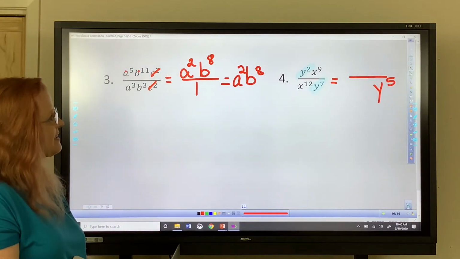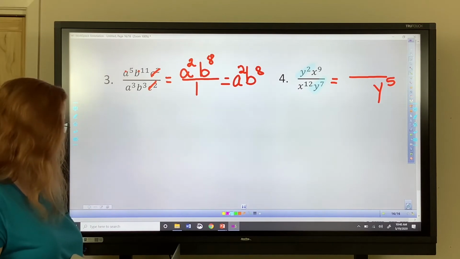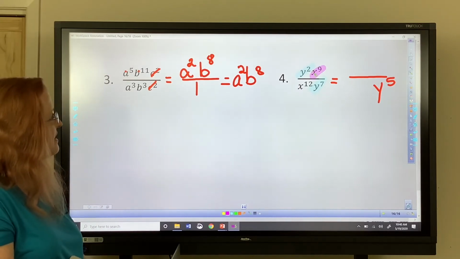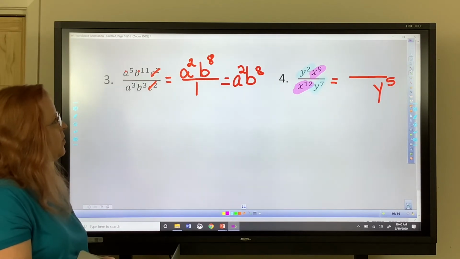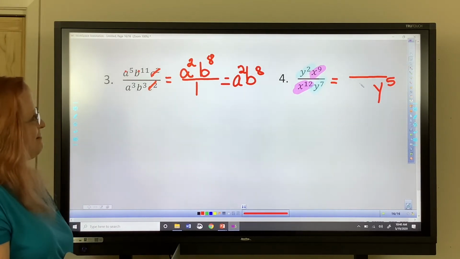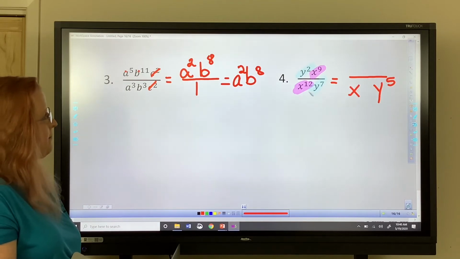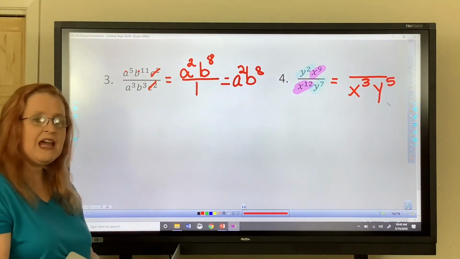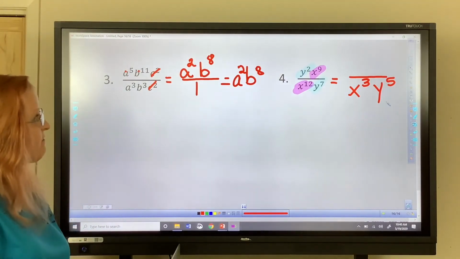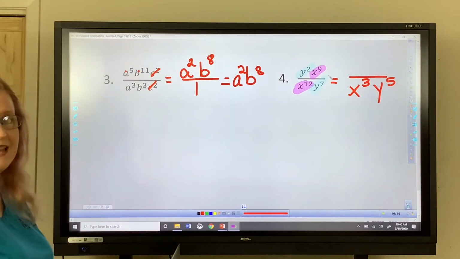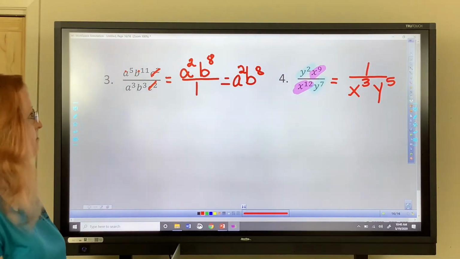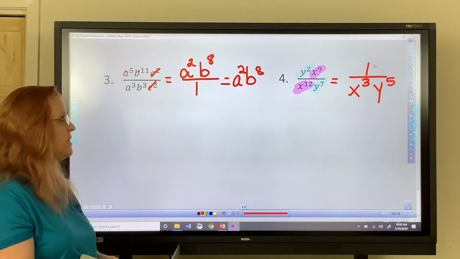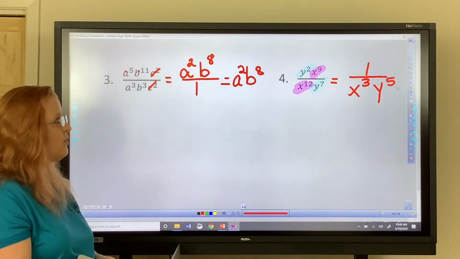So now I've got to decide on the x's. And so I have x to the 9th and x to the 12th. So my 12 means that the x is bigger on the bottom, and 12 minus 9 is 3. And so now I have to have the placeholder up top. Well, if everything cancels, it just means that there is 1 left at the top, just the number 1. So it's 1 divided by x third, y to the 5th.